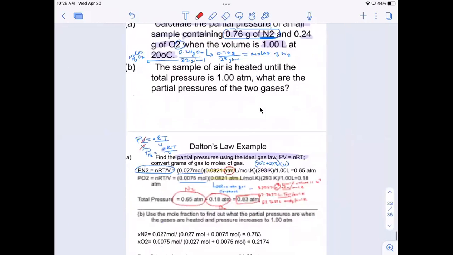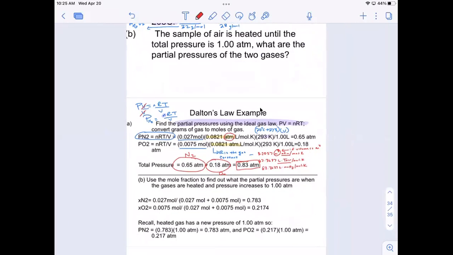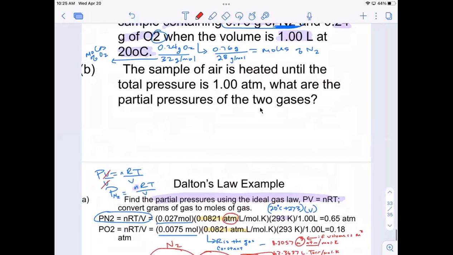Are there any questions about the example we just looked at? All right, so B says that a sample of air is heated until the total pressure is 1 atmosphere. So we know the total pressure. What are the partial pressures of the two gases? We need to solve for the partial pressure of each of the gases. But remember, it says the sample is heated until the total pressure is 1 atmosphere. So you have two gases starting at room temperature, and then you heat them until the pressure is 1 atmosphere.